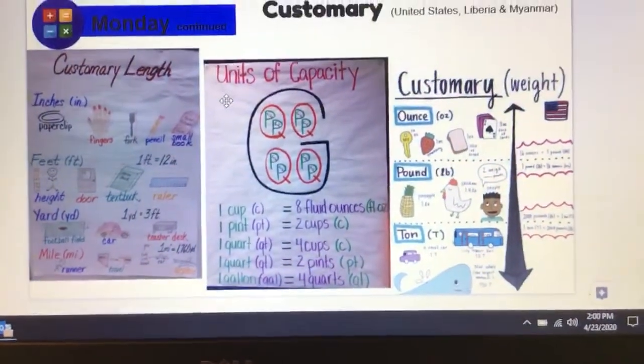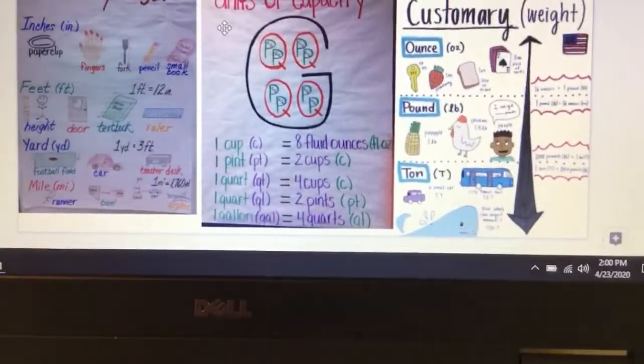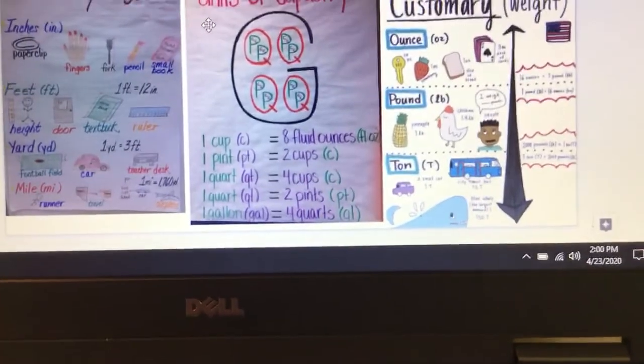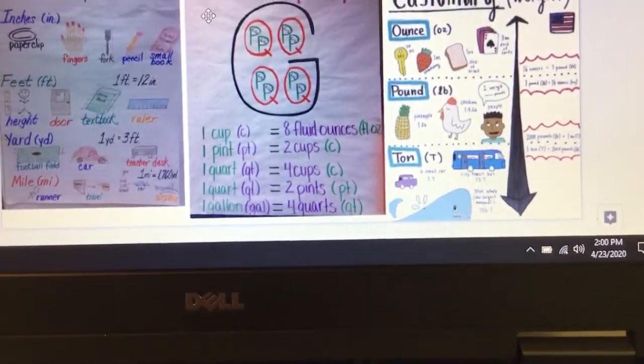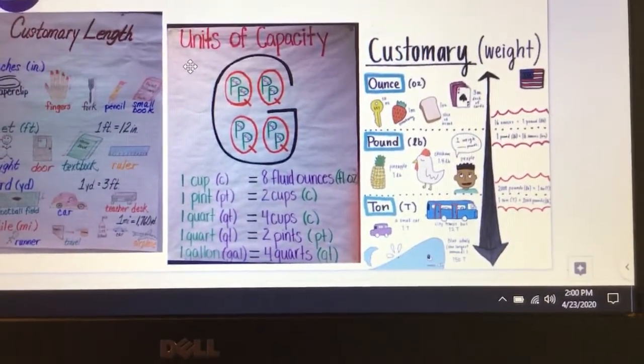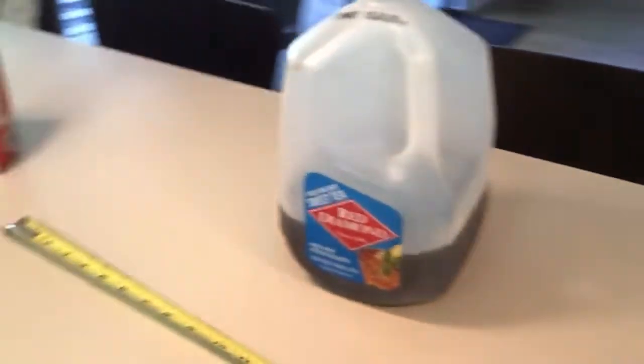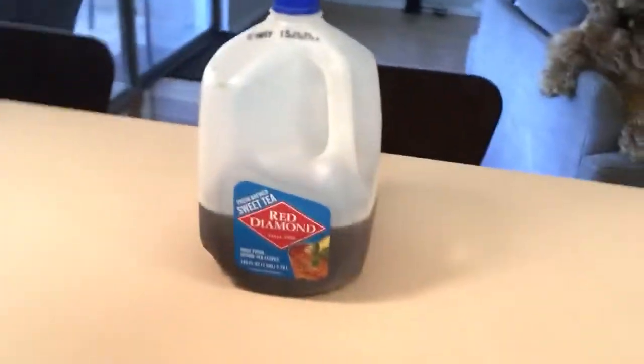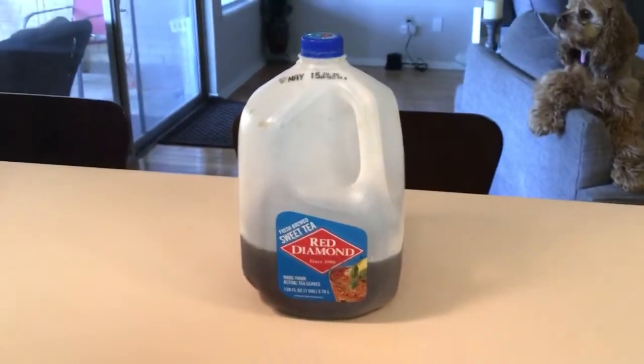Now, looking at capacity. Capacity is usually how much liquid something will hold. Here in the United States, we use gallons, quarts, pints, cups, ounces, and then even smaller than that, teaspoons and tablespoons. So I wanted to show you, okay, we've got a gallon. So I've got my gallon right here. Okay, this is my Red Diamond sweet tea, because I don't think there's anything I like to drink more than sweet tea. So this is a gallon, okay, 1 gallon.